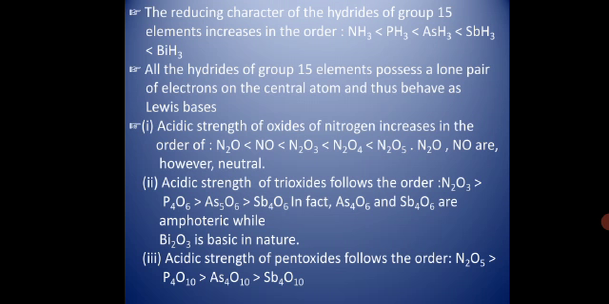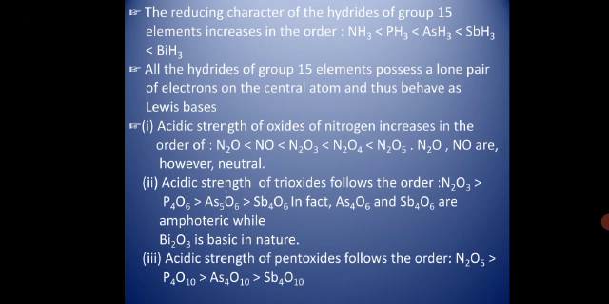So nitrogen, phosphorus, arsenic, antimony, bismuth, all possess one lone pair of electrons on the central atom when they form a compound like NH3, PH3, AsH3, SbH3. That lone pair of electrons can be used for donation, for giving to other elements or compounds. So hence it forms a Lewis base.